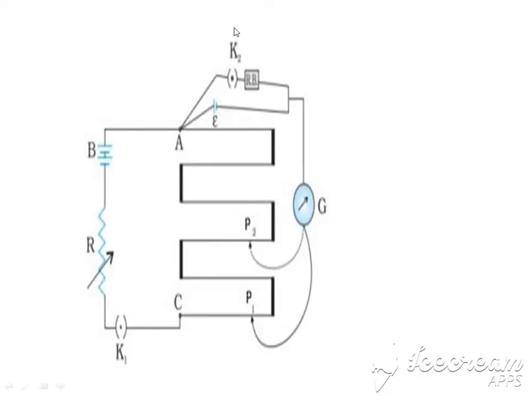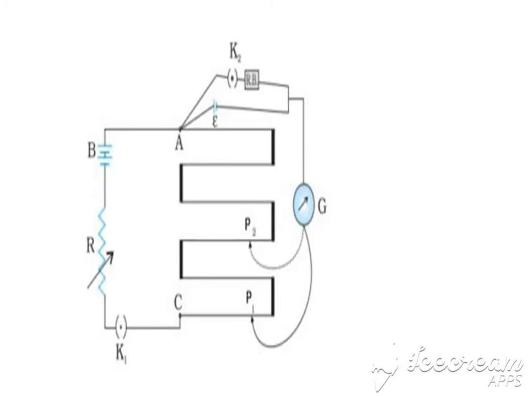This is the circuit diagram that would be used to find the internal resistance of a cell. This is the potentiometer, this is the driving circuit, this is the cell of which you have to find the internal resistance. This is the resistance box.